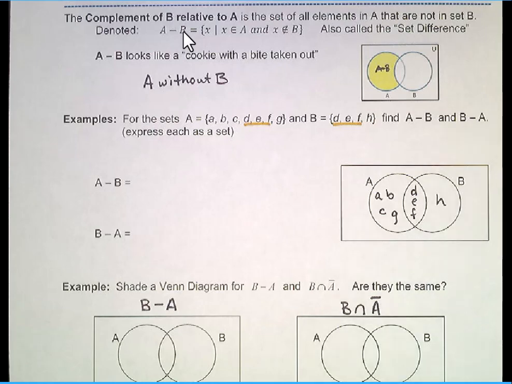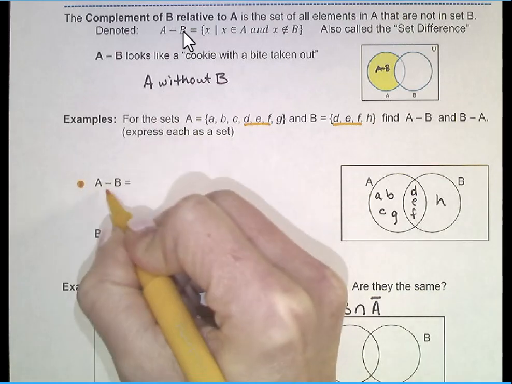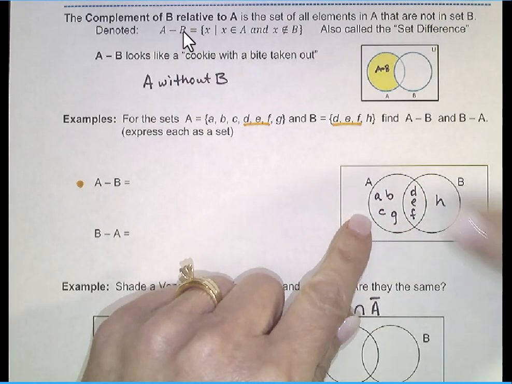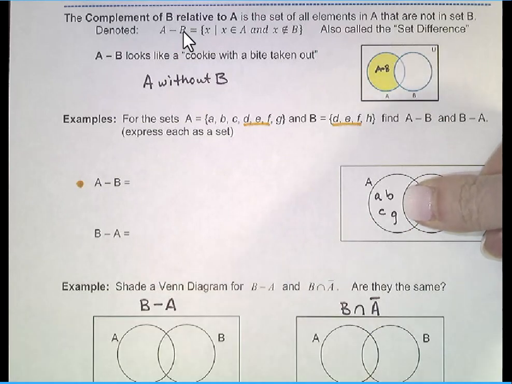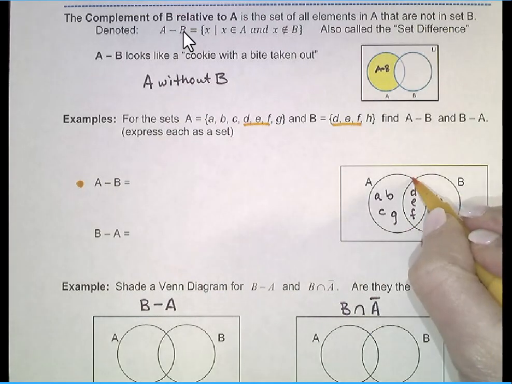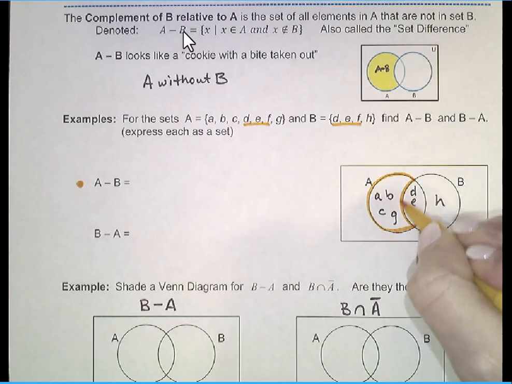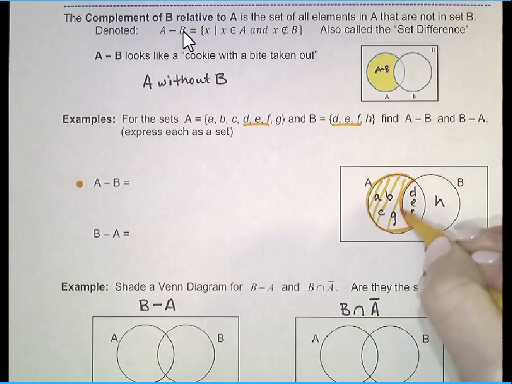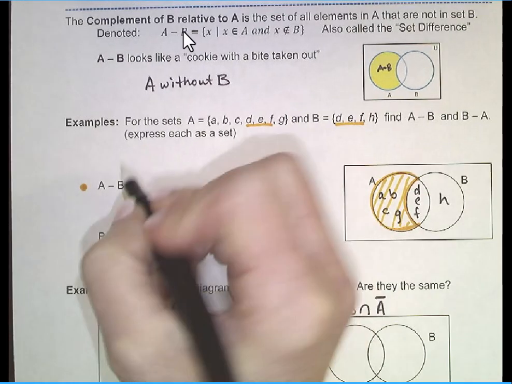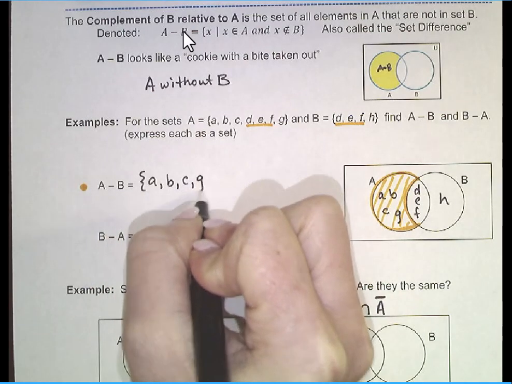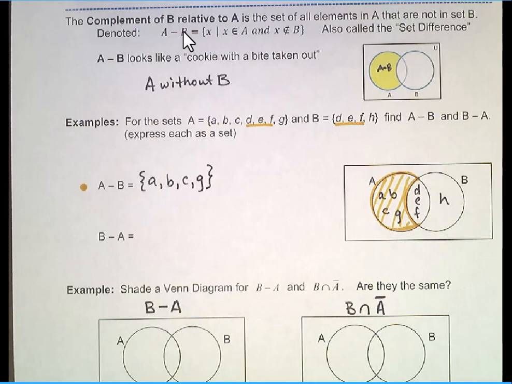So the first thing I want to find is A without B. Think of it as the A circle, but we're not going to touch B. So I'm going to cover up the B circle. And it's basically that shape right there. It's A without B, so A with a bite out of it. It's going to be this part right here, which just contains the letters A, B, C, and G. That would be the set of A without B.